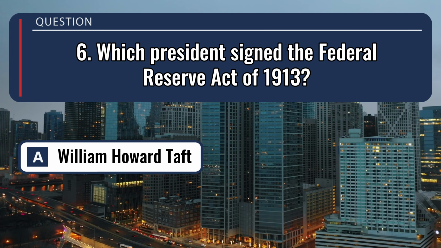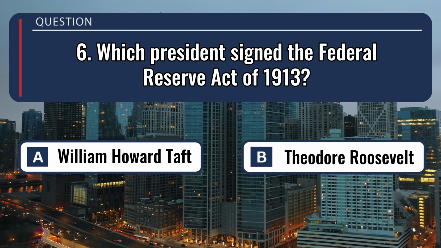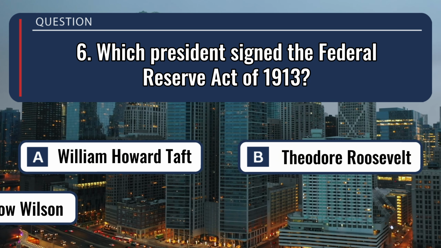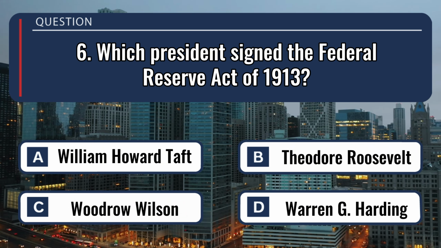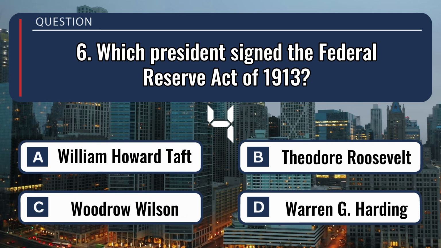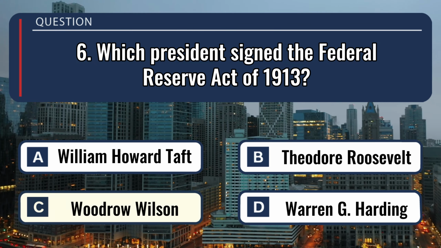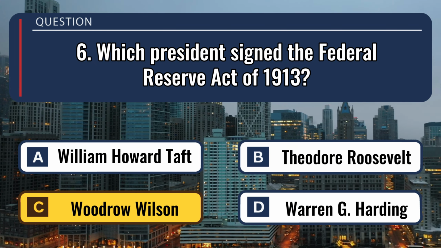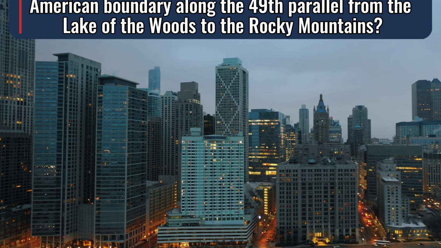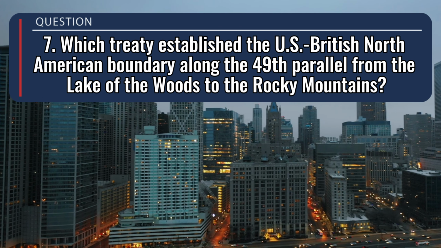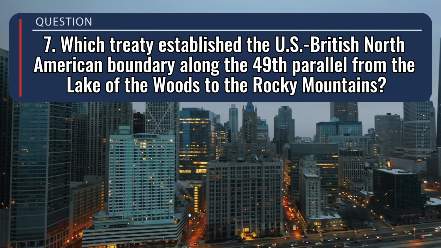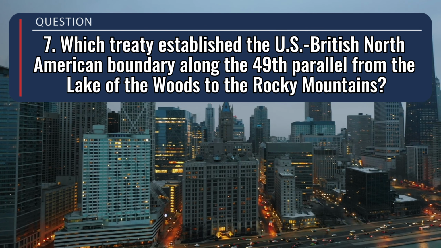Question 6. Which president signed the Federal Reserve Act of 1913? A. William Howard Taft. B. Theodore Roosevelt. C. Woodrow Wilson. D. Warren G. Harding. The correct answer is C. Woodrow Wilson.